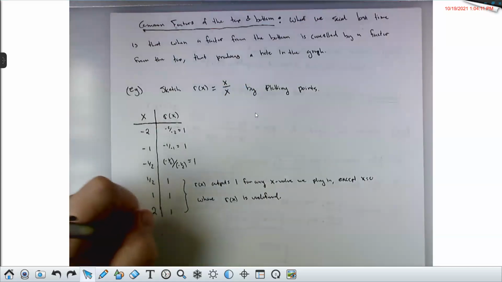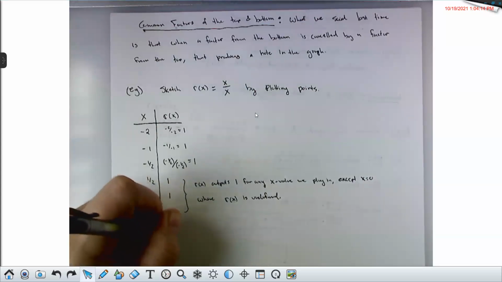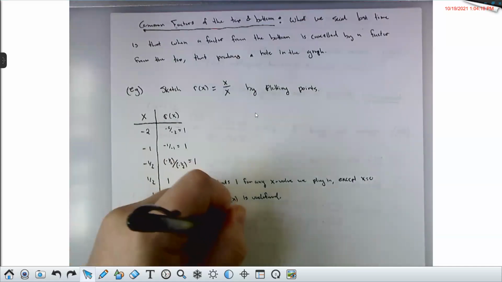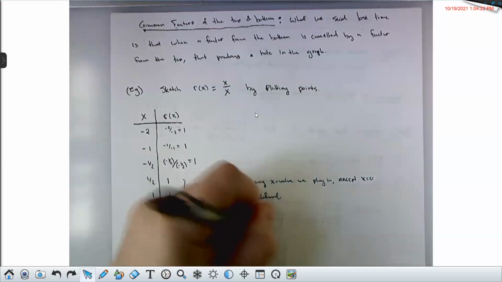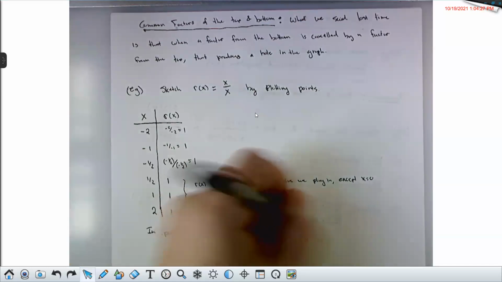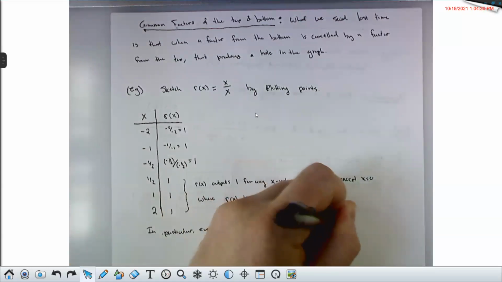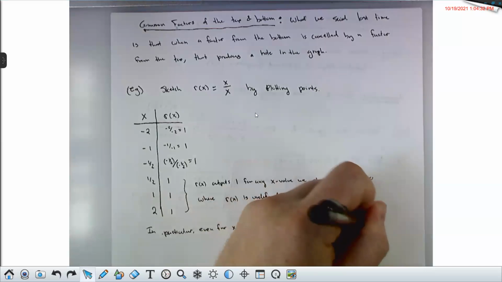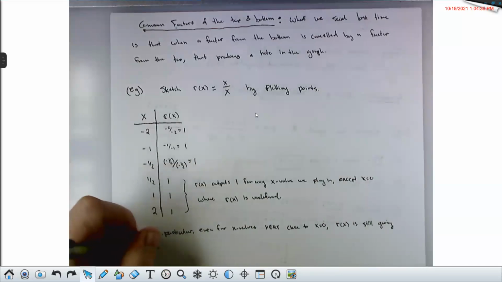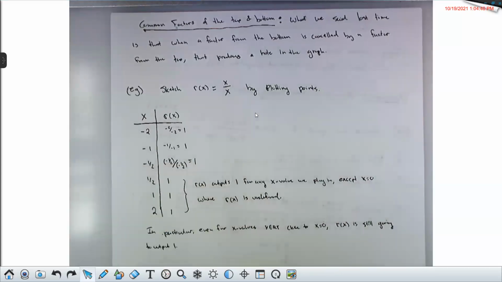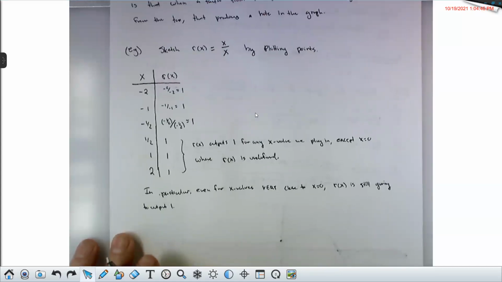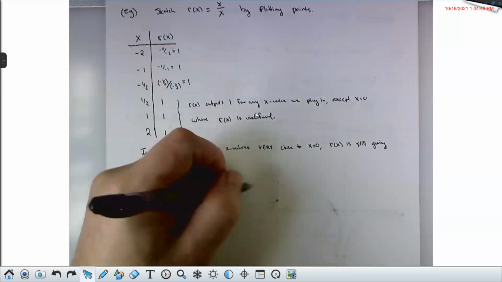In particular, even for x values very close to 0, r of x is still going to output 1. So what does the graph of this thing look like? Well, let's plot the points.